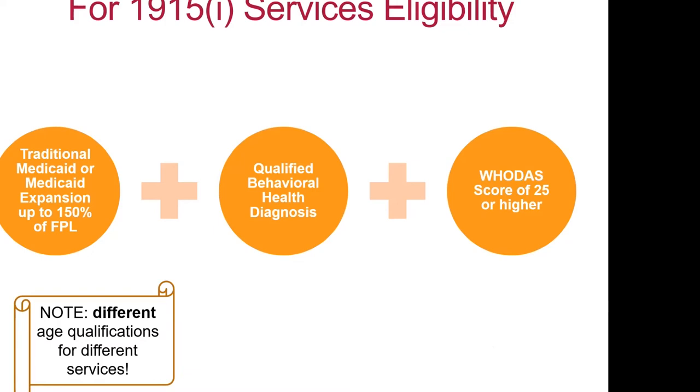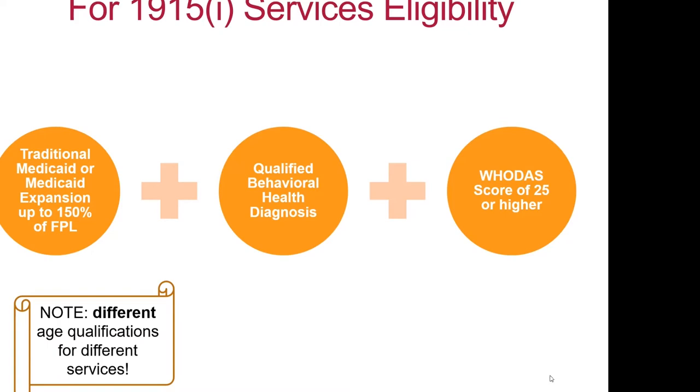And then folks have to be assessed. North Dakota has chosen to use the World Health Organization's Disability Assessment Scale, otherwise known as the WHODAS. People have to score 25 or higher. There's lots of people with behavioral health challenges that don't need special in-home services in order to be able to remain in the most community integrated setting possible.